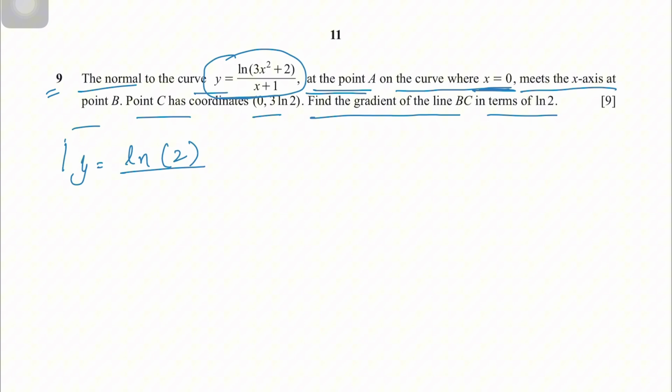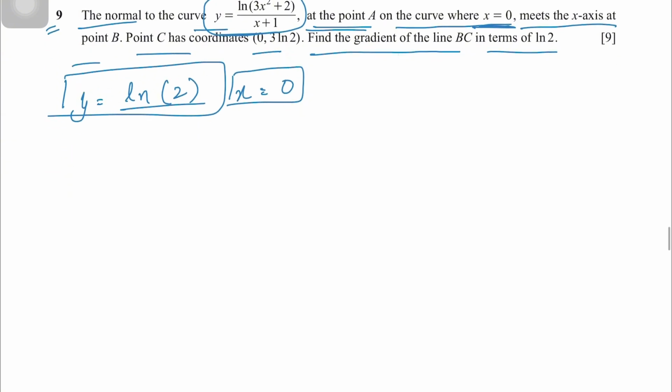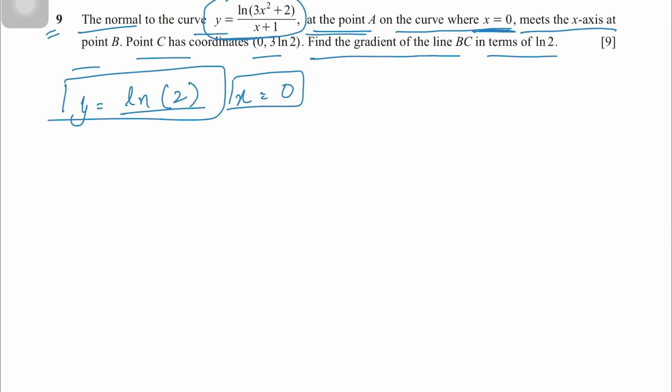So this would be y equals ln 2 when our x is 0, right? Now we need to calculate the differentiation to get the gradient of the normal. First we'll get the gradient of the tangent, then we'll take the negative reciprocal to get our normal's gradient.